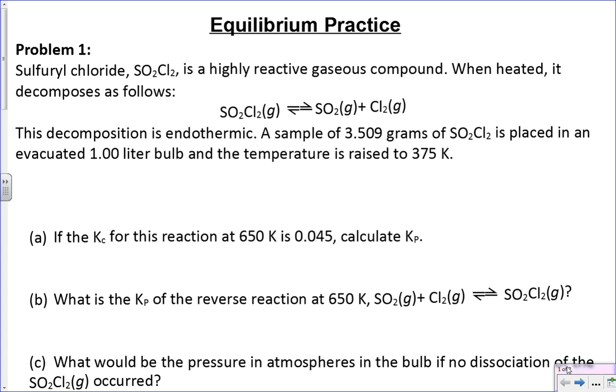So we're going to look at the questions in the equilibrium practice worksheet that I gave you. Now the first reaction is a decomposition of SO2Cl2. Notice it says it's a highly reactive compound, and when heated it decomposes. And it says this decomposition is endothermic.